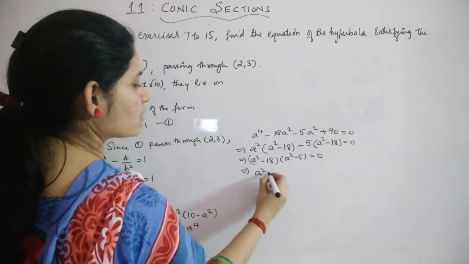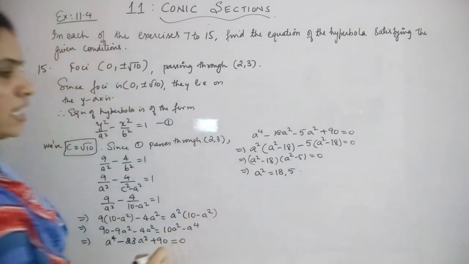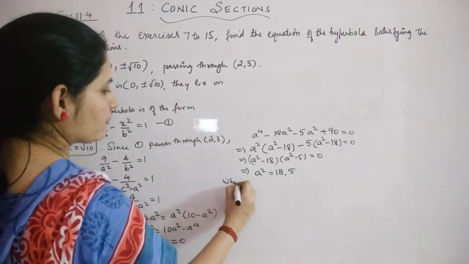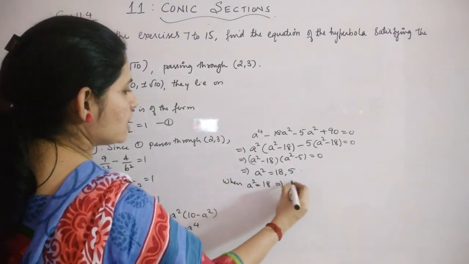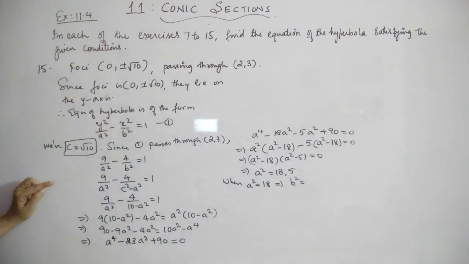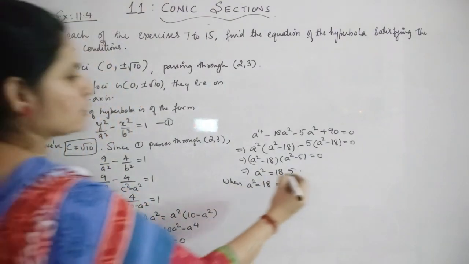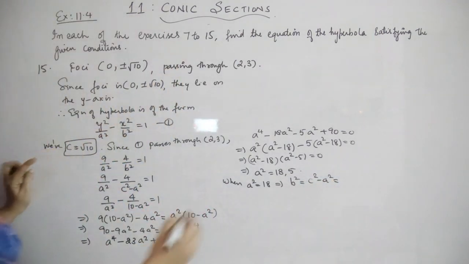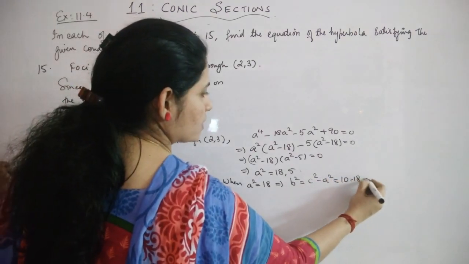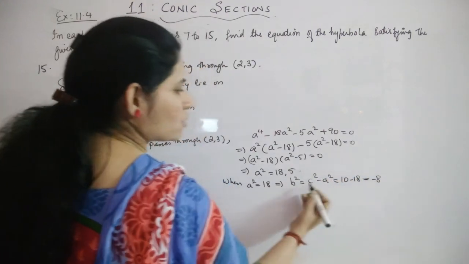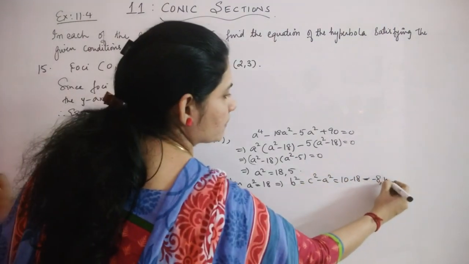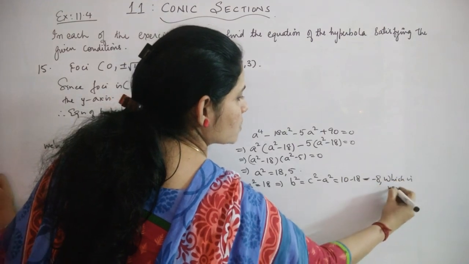That is, you are getting two values for a square, which are 18 and 5. Now which one to choose? That will be decided by what will be the value of b square. Now when a square is equal to 18, you will get b square to be c square minus a square. Now what is c square? c is root 10, so c square is 10. So it is 10 minus 18, which is negative 8. So b square cannot be a negative value, which is not possible.